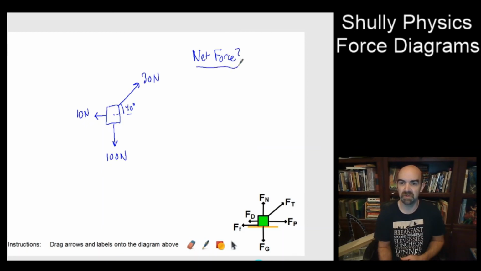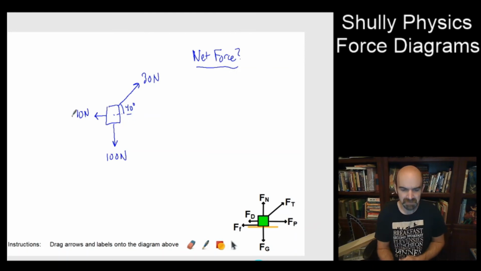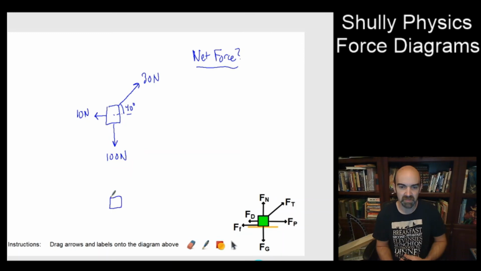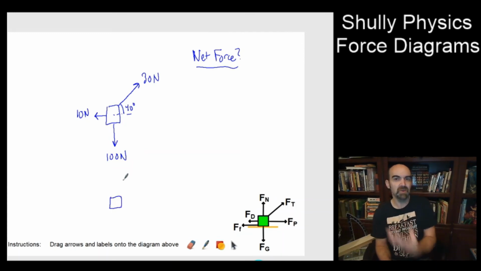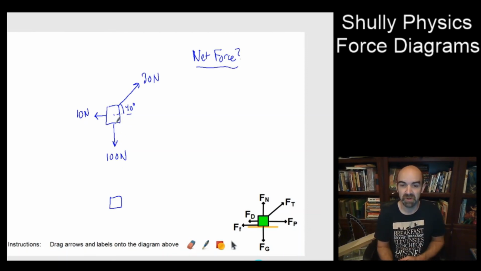So this one doesn't have any little components that are going to cancel too well here. So we're going to do this the same way, but first we're going to take a step. We're going to redraw this force diagram, this free body diagram, and we're going to take any angled forces and break them up into their x and y components. So 100 newtons is already in the y direction, so just leave it. 10 newtons is already in the x direction. Let's just leave it.